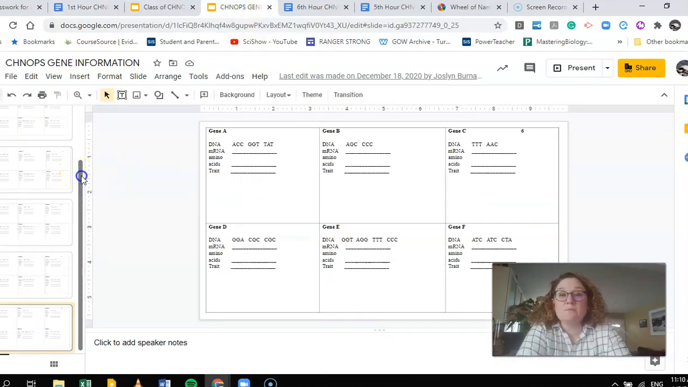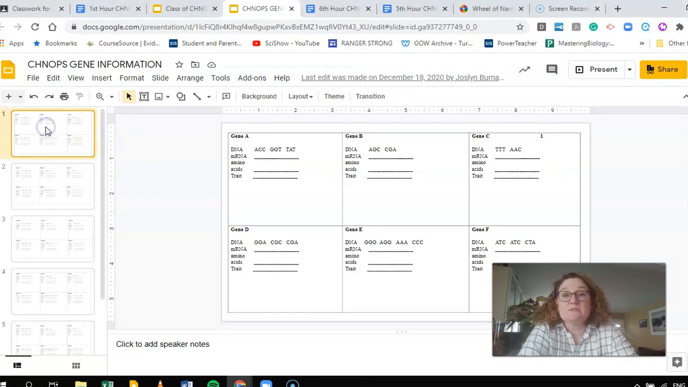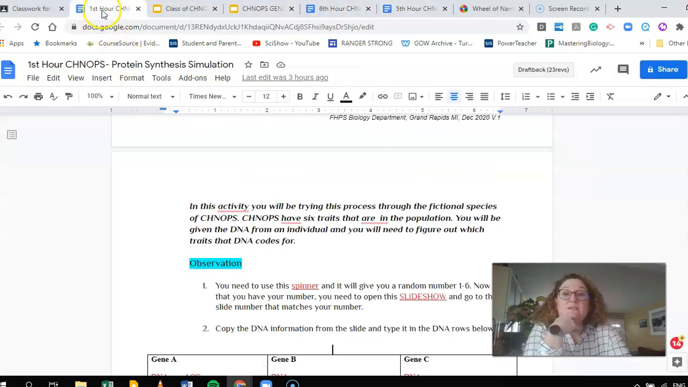So depending on what number you roll will depend on what number of slide you go to. So I got number 1, so I'm going to go up here to slide number 1, okay? As I look at slide number 1, I can see that here's my DNA sequence for gene A, gene B, C, D, E, and F. So I'm going to take this gene sequence and I'm going to put it into my document. So I have gene sequence ACC, GGT, TAT for 1.